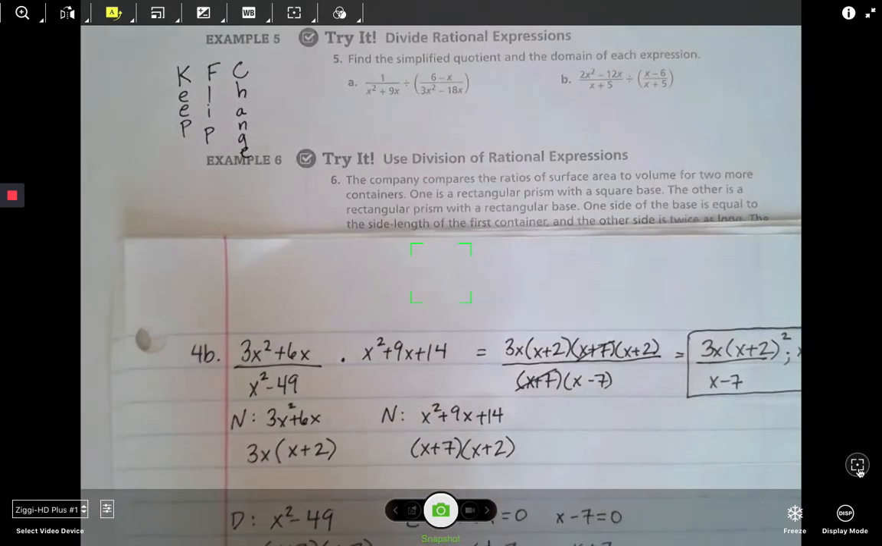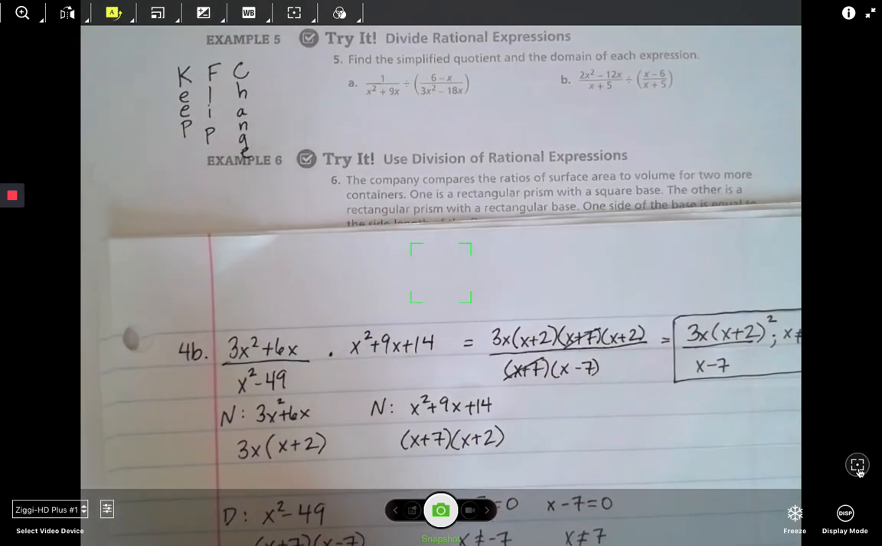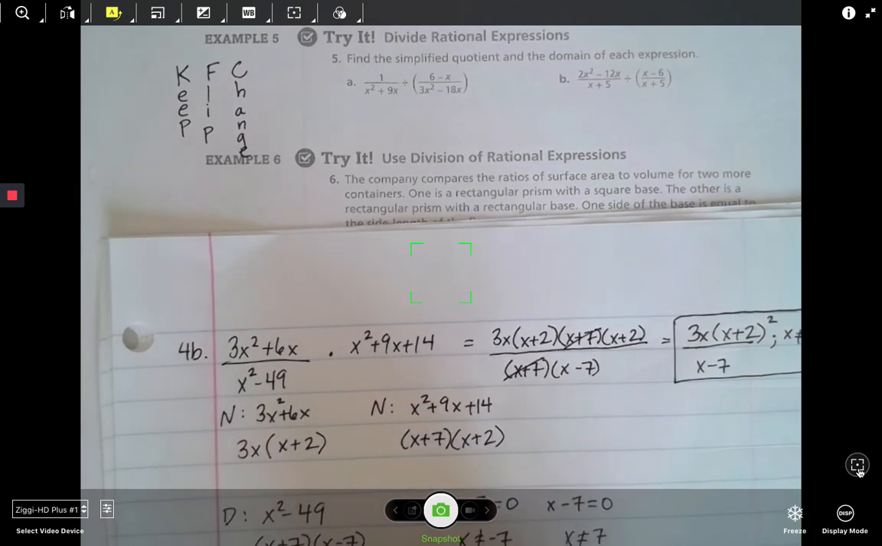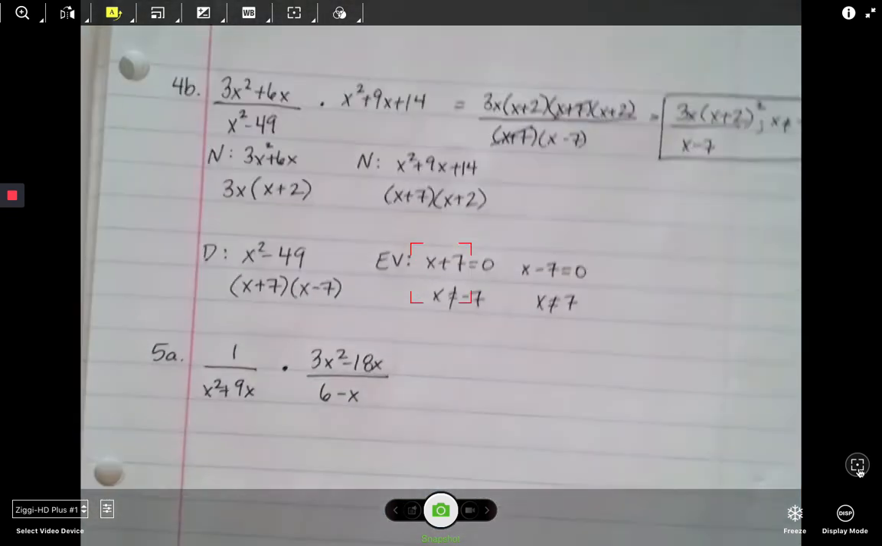So, 5a. We keep the first one the same, 1 over x squared plus 9x. We flip the second one, so it now becomes 3x squared minus 18x over 6 minus x. And we change the sign to multiplication.